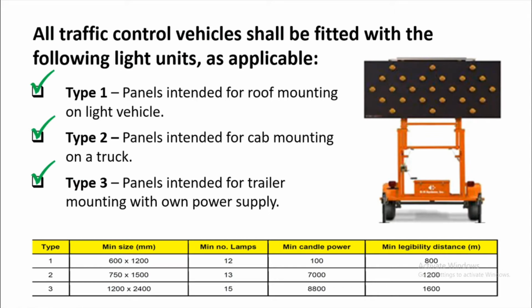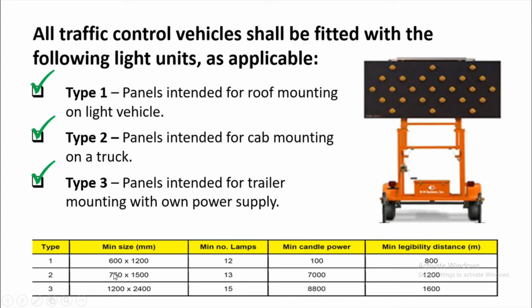So the type 1 is 600 by 1200 millimeters in size. The minimum number of lamps is 12. Minimum candle power is 100. Minimum legibility distance is 800 meters. So you can still see this type 1 from a distance of 800 meters.